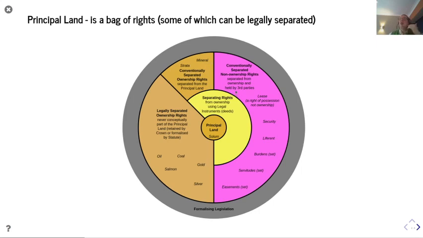Or for the non-ownership rights, you can pull out things like leases or security or life rents, burdens, servitudes, and easements. It's using these tools that you can start to give, for example, rights of access over your neighbour's land. If your neighbour's land is between you and the nearest road, then you would need a right of access over their land to drive your car from the road to your property. And that is secured using a non-ownership easement or servitude over that land.